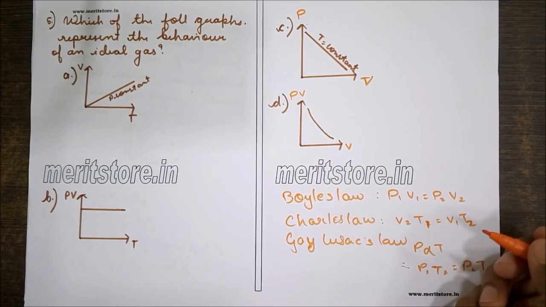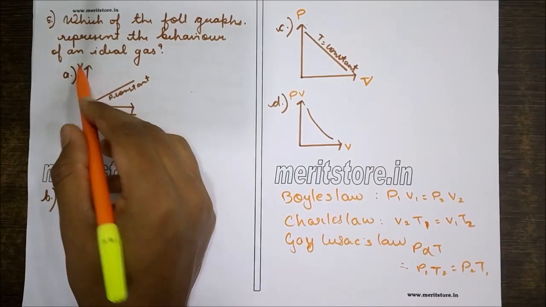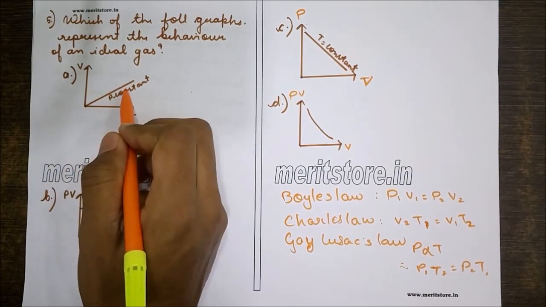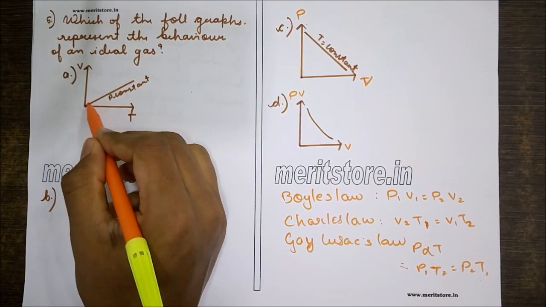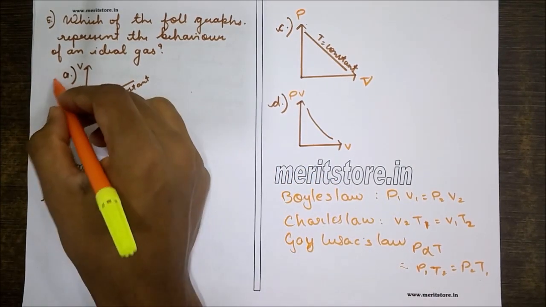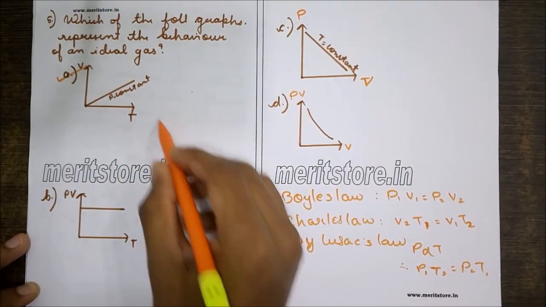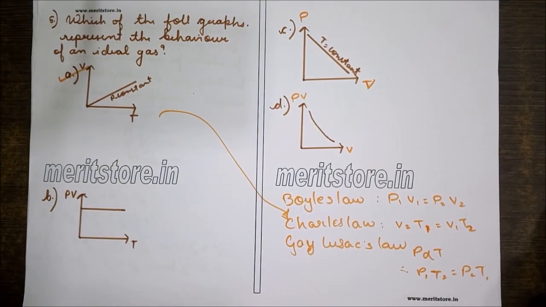So therefore from this we can see that the volume and temperature graph at constant pressure, let's look at option A. So for constant pressure, volume and temperature is a constant pressure line. So therefore option A is the correct answer because it follows Charles' law. Hence option A is correct.